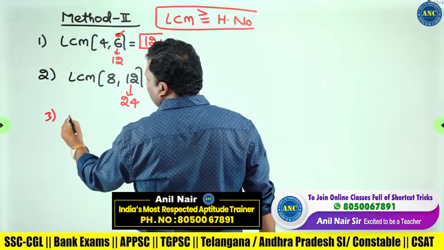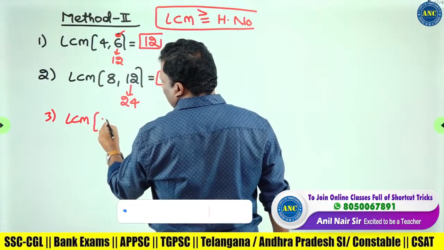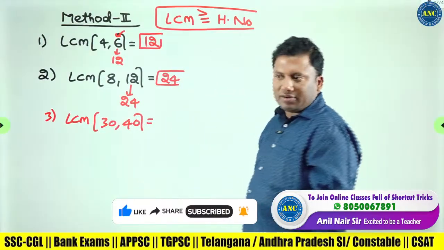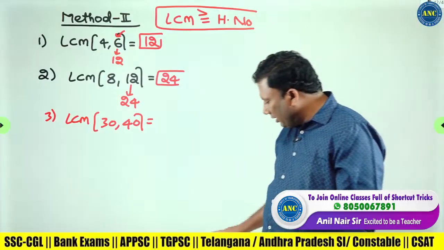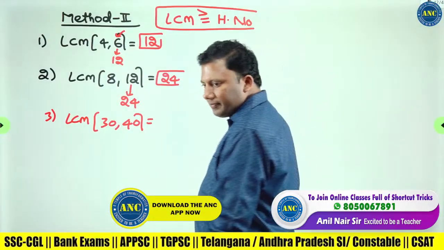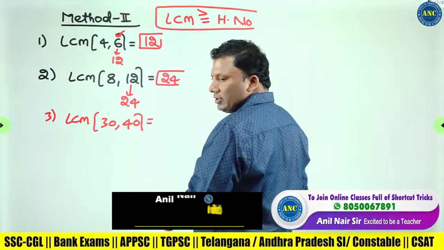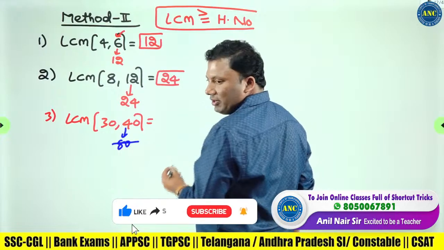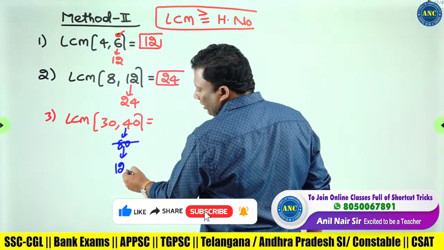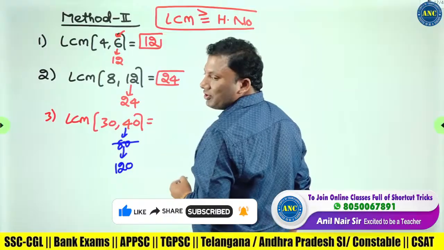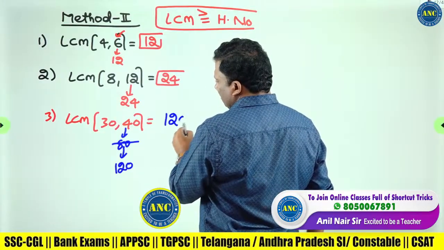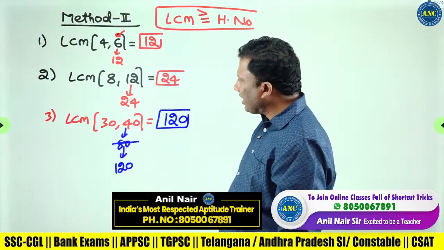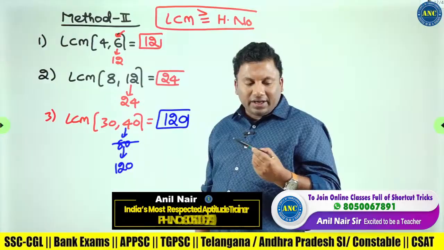Third one, LCM of 30, 40. You tell me, largest number? Sir, 40. When we take a multiple of 40, it comes 80. 4 2s are 80. 80 is not divisible by 30. Go to the next multiple, 120. 120 is 30 4s. Answer is 120. It is not necessarily the second multiple. Keep taking multiples until it gets divided.